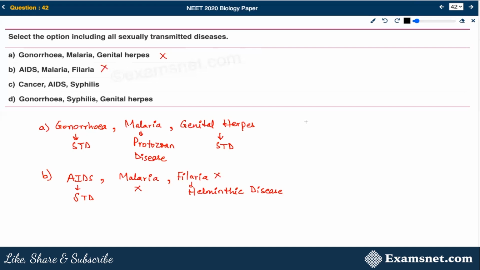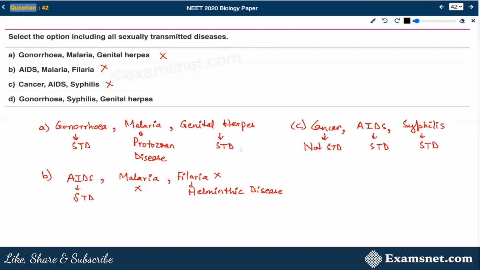Then the next option, that means option C, tells you cancer, AIDS, and syphilis. Here, let me tell you that cancer is not a sexually transmitted disease, so this is not an STD actually. AIDS is a category of STD, and syphilis is also an STD. So again, this won't be the correct option.